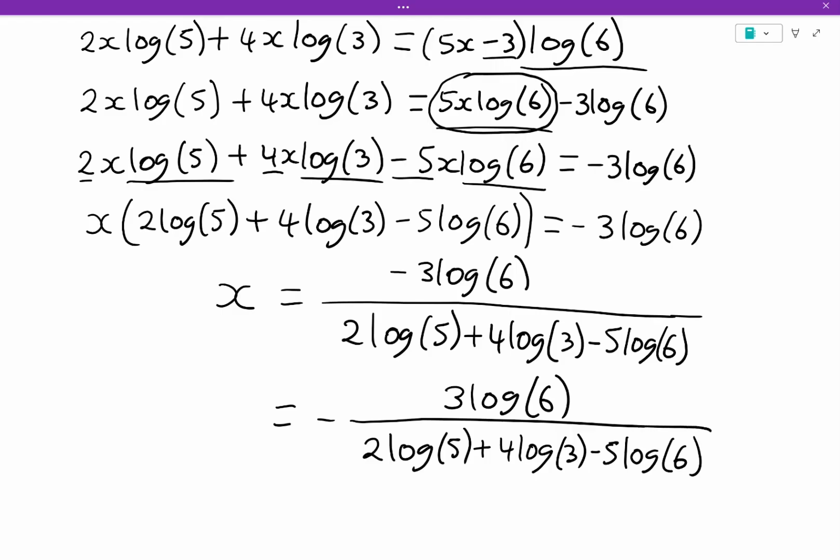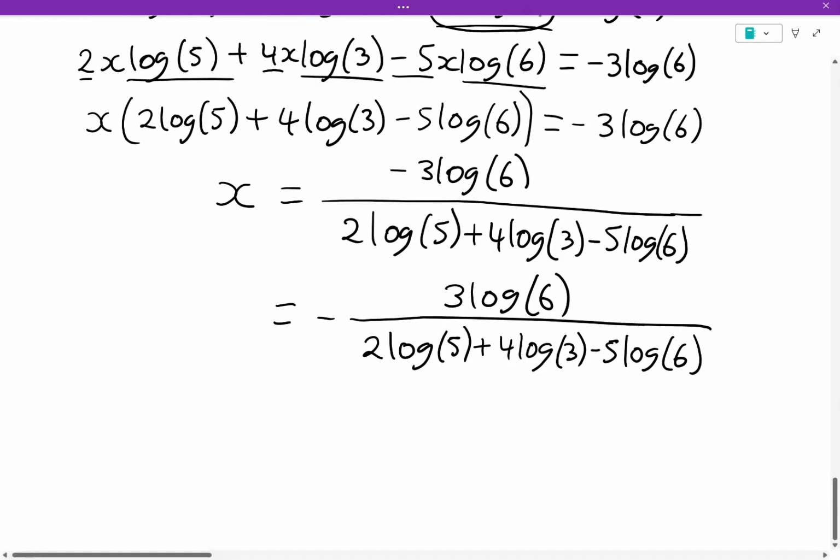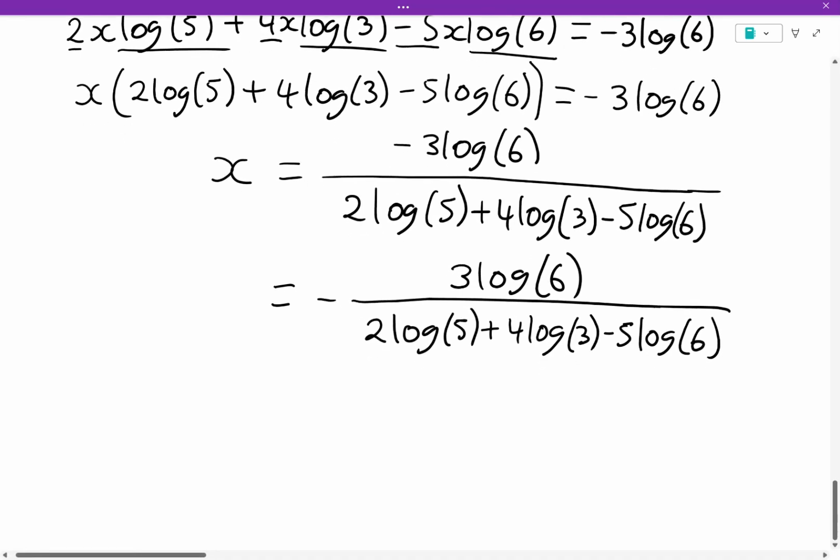Now, other things we can do, potentially we could try and simplify the denominator into a single term. Now, we could use our addition law and our subtraction law of logarithms. However, before we do that, we need to get the number in front of the log, so the 2, the 4, and the 5 to be 1s. Essentially, that 2, that 4, and that 5 need to come into the log as a power. Okay, so that's what I'm going to do next.